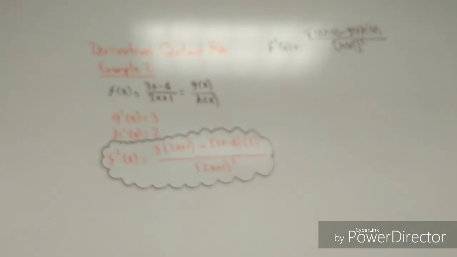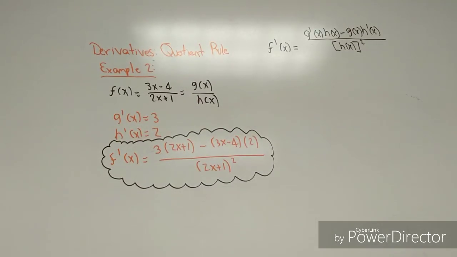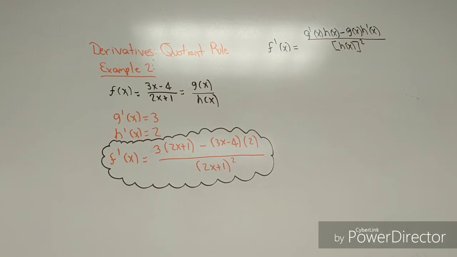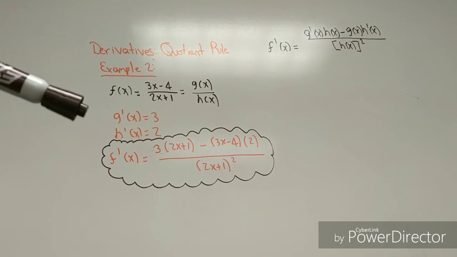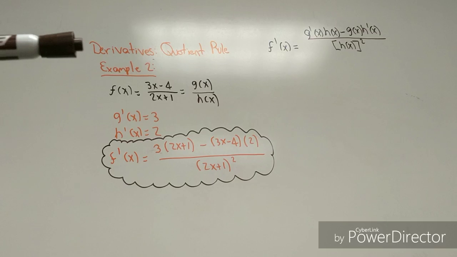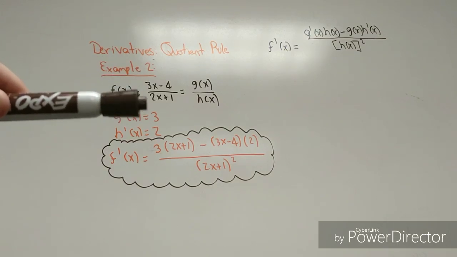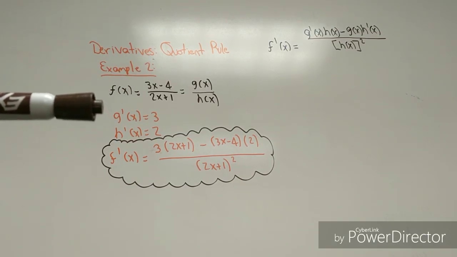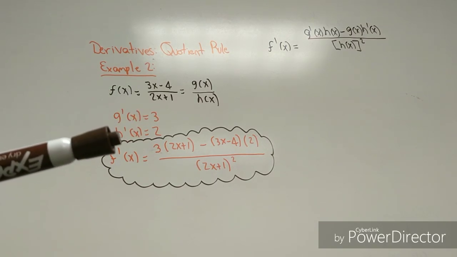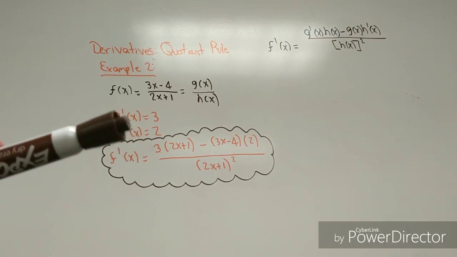Okay, as another example, we're going to use 3x minus 4, and we're going to divide that by 2x plus 1. If you try to do it yourself, it will be better, but let me explain this one. We're going to calculate the derivatives of g and of h separately. The derivative of g would be 3, and the derivative of h would be 2, right?